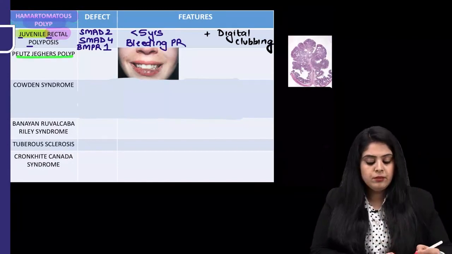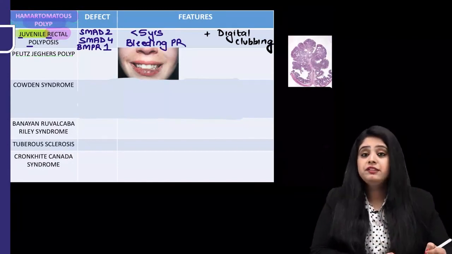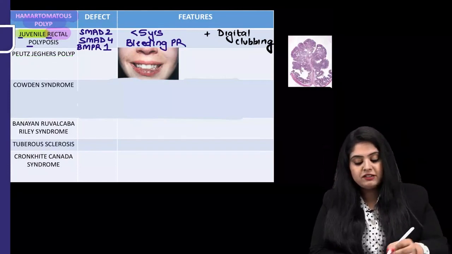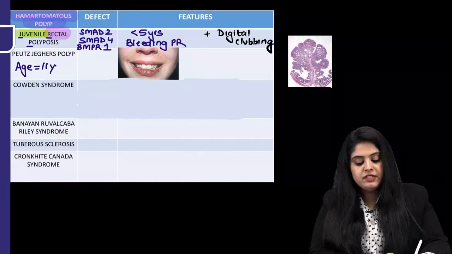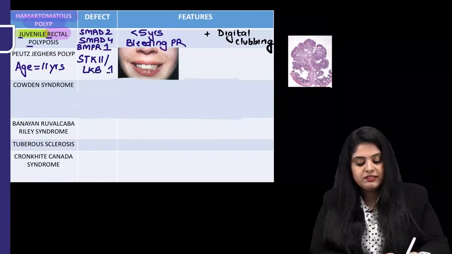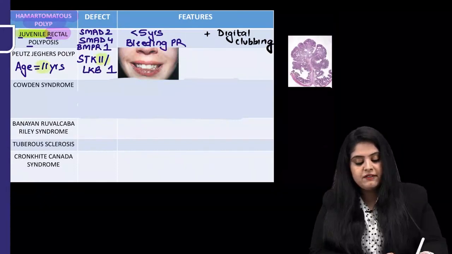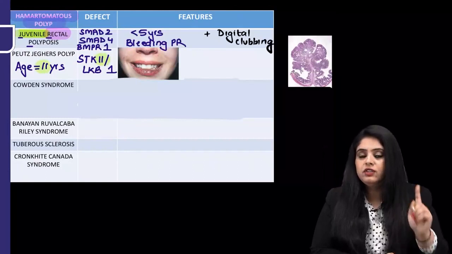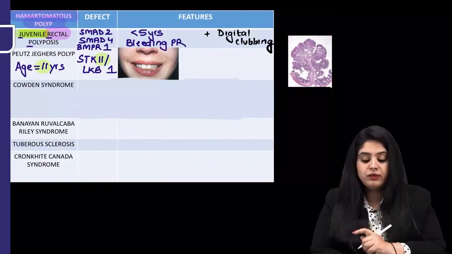Moving on to the next, Peutz Jeghers polyp. Everything about this is 11-11, meaning if they ask you what the age of onset is, it is going to be 11 years. And if they ask you what the genetics is, you will say it is STK11 or LKB1. So as I said, everything is 11-11. In Peutz Jeghers, 11-11. Age is also 11 and the genetics is also 11.